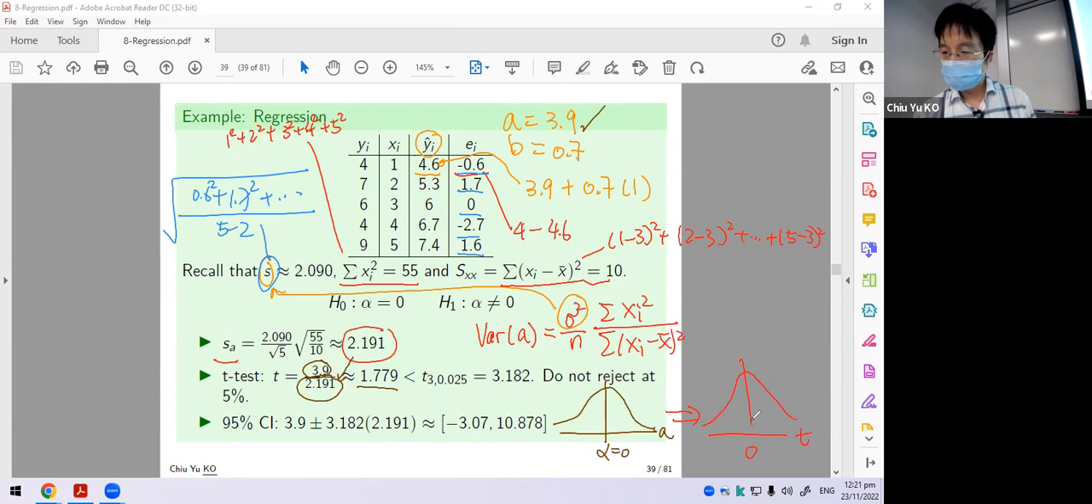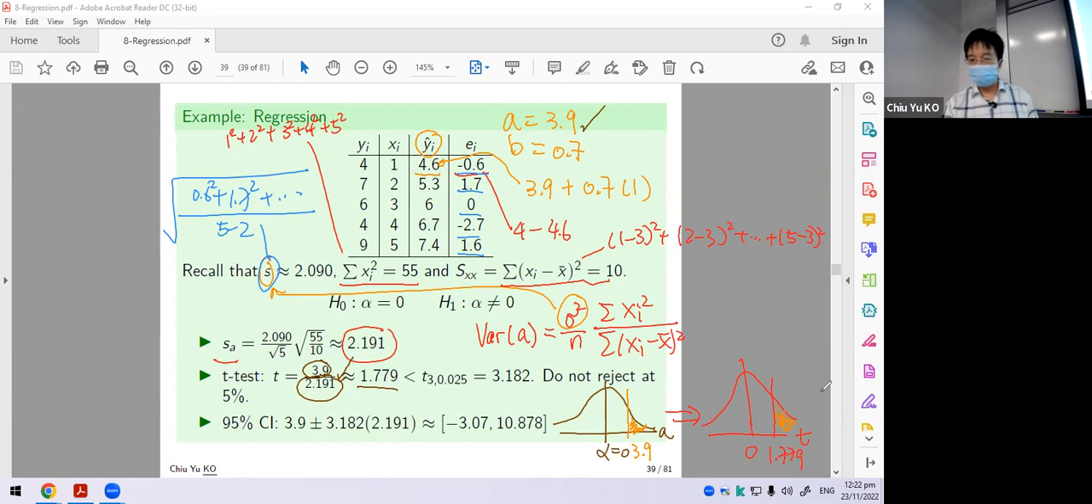This is 0, right? And the data we have is 3.9. We want to know if this area times 2 is smaller than 5%, or we can do the critical value method. That translates to this diagram, 1.779. So again, we want to check this area. If this area times 2 is less than 5%, then reject the null.